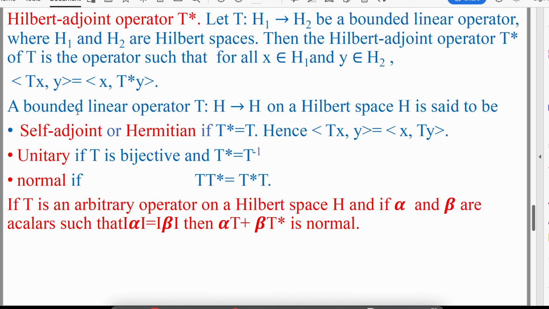This self-adjoint operator is also called a Hermitian operator. A bounded linear operator T from H to H on a Hilbert space H is said to be unitary if it is bijective, bijective means it is 1-1 as well as onto, and T star is equal to T inverse. And this operator is said to be normal if T star T is equal to T T star. Here T star is the Hilbert adjoint operator of T.